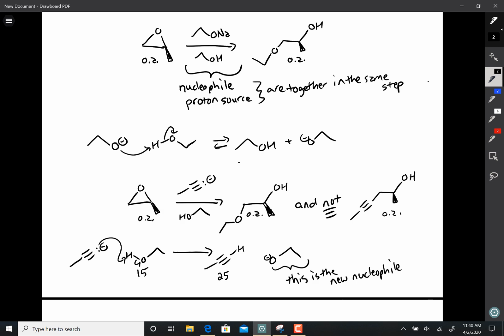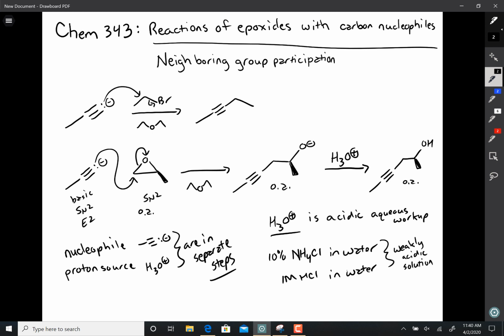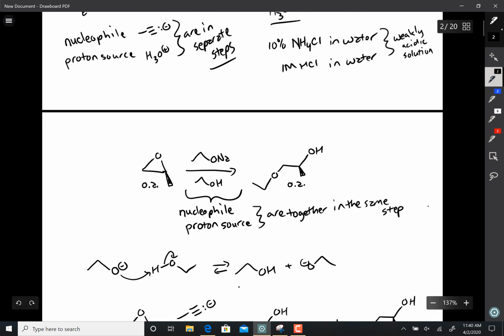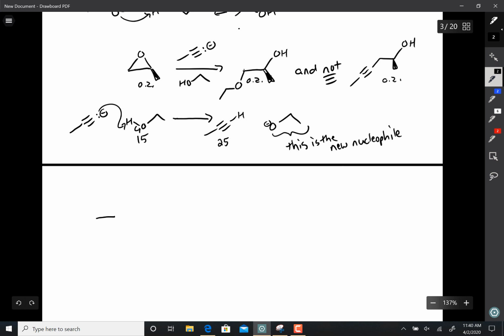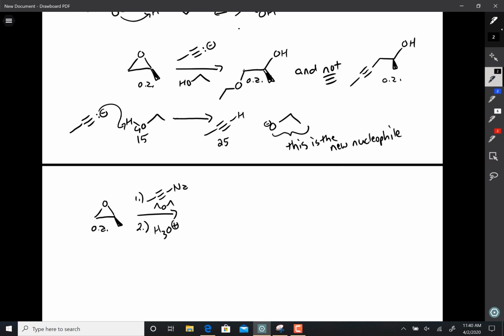So that's why, when doing acetylide chemistry, or these carbon nucleophiles that are strongly basic, you need to have the nucleophile and the proton source in separate synthetic steps, with the nucleophile being in an aprotic solvent, like diethyl ether, and then the proton source coming afterwards. Okay.